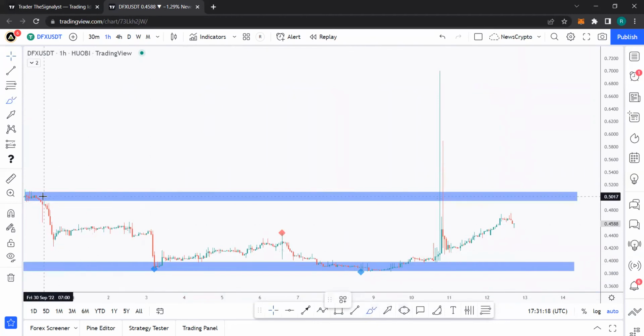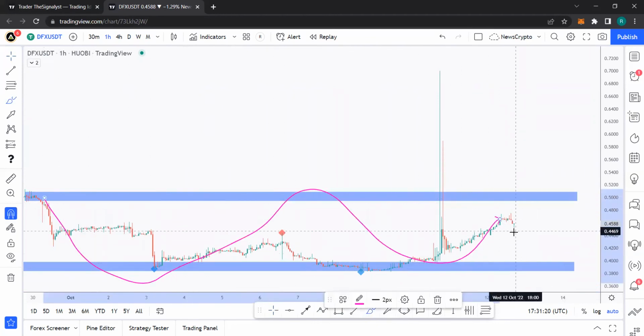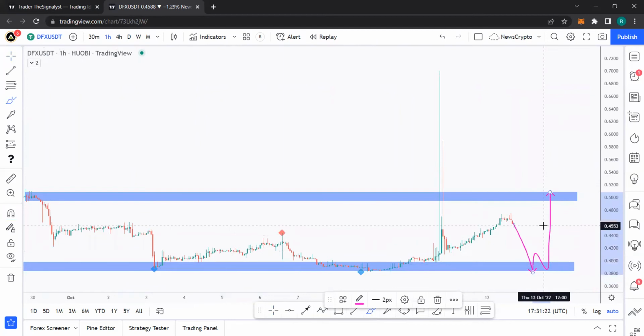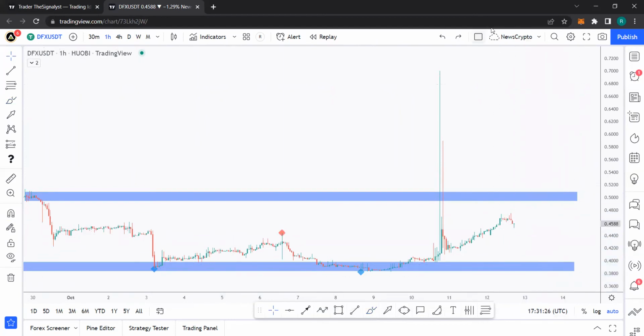So we are currently basically trading inside this range. If we trade lower, we'll be looking for a short-term buy. Unless we break it down, we'll be expecting further bearish movements. Okay, that's it for the FX.